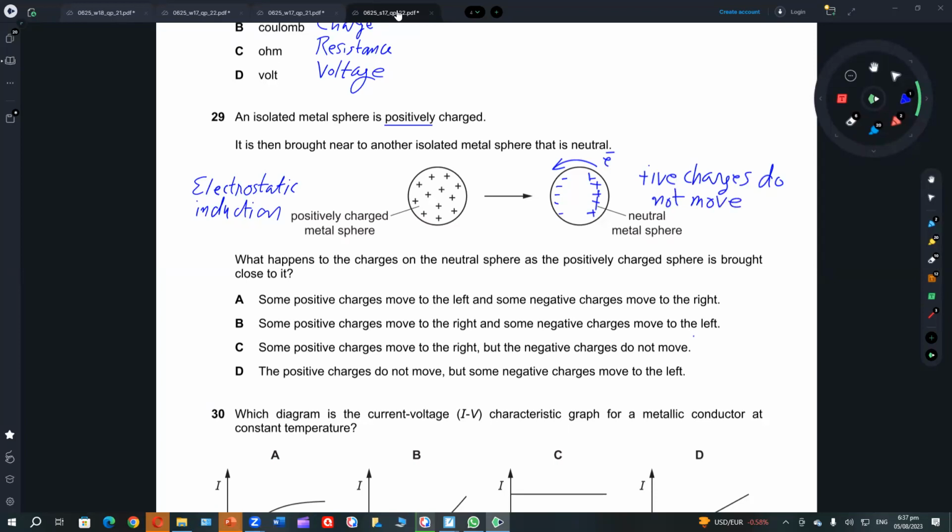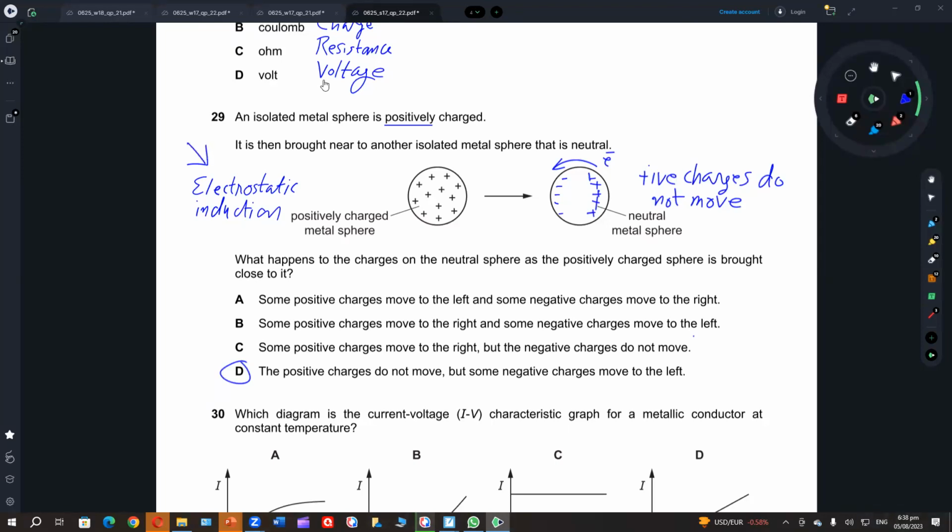I have made notes for you and you have to now tell me the answer. Remember, positive charges do not move. The positive charges do not move, but some negative charges move to the left. Okay, you're talking about part D. Yes. And what is the concept to remember that positive charges do not move? What do we call this theory?